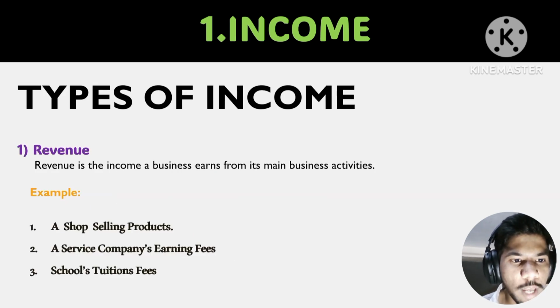So first is revenue. Revenue is the income a business earns from its main business activities. Examples: a shop selling products, a service company earning fees, a school's tuition fees. These are common examples of income. The second type of income is gains.